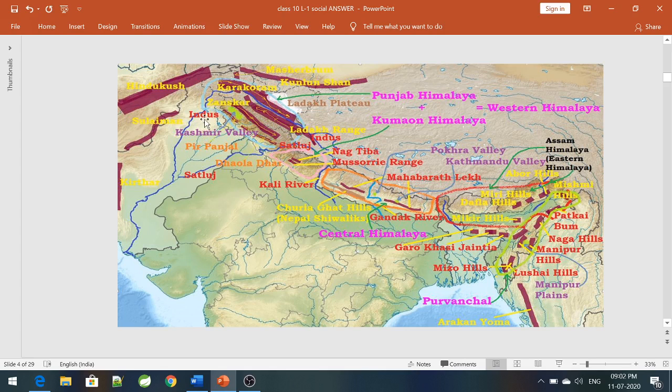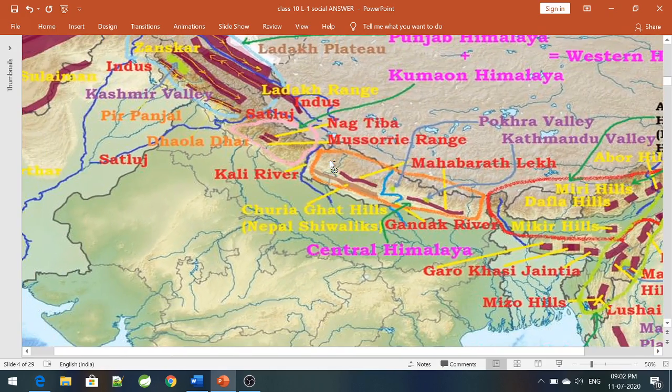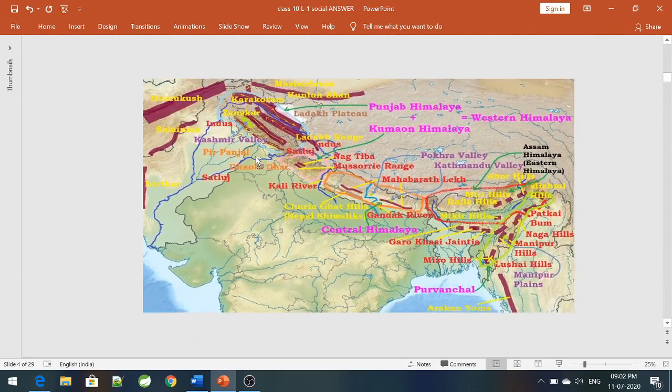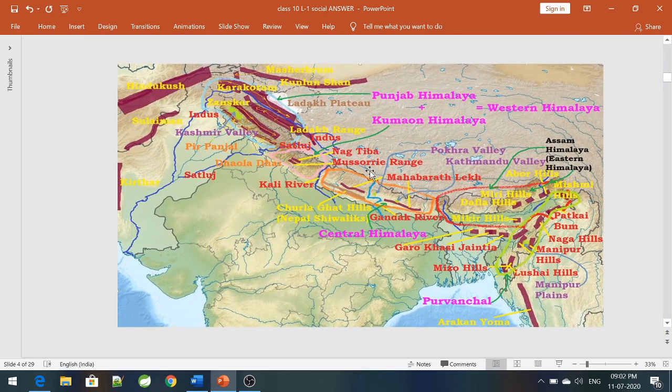And see here, the Indus River and Satluj. There are 5 tributaries of the Indus River. Okay, I will show you that also, and all these things. Can you see the marking? See, Kali River, Dhauladhar, Ladakh Plateau, everything.